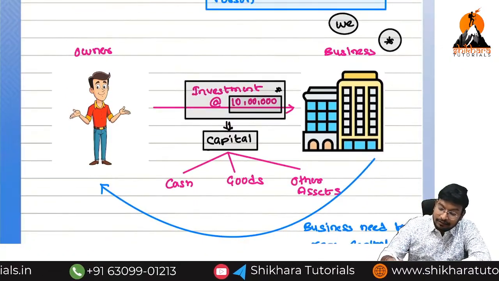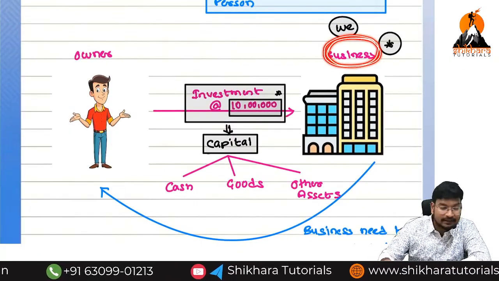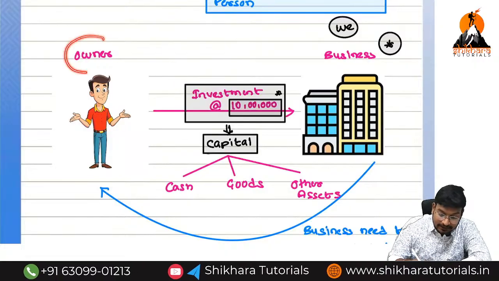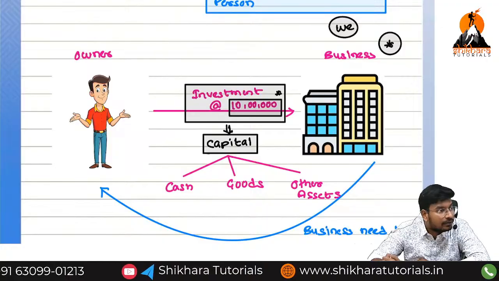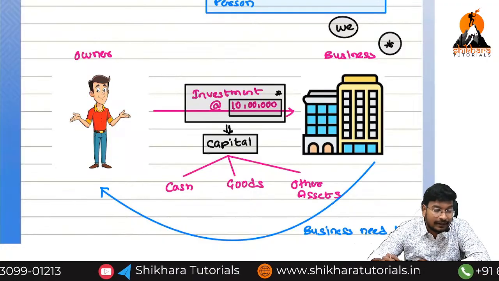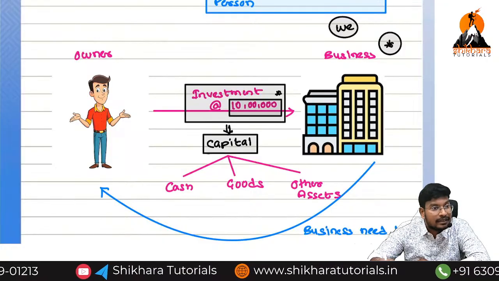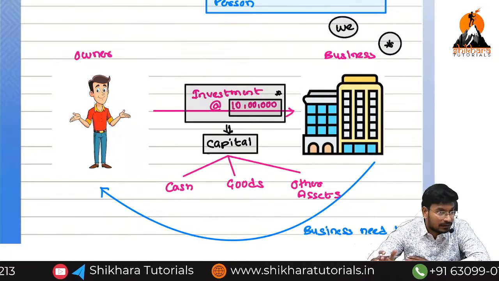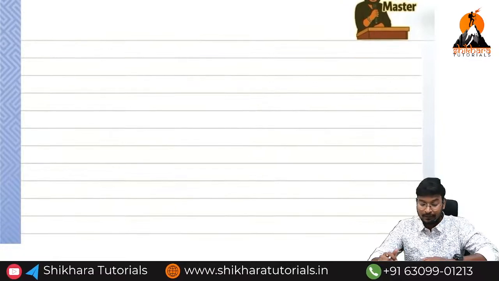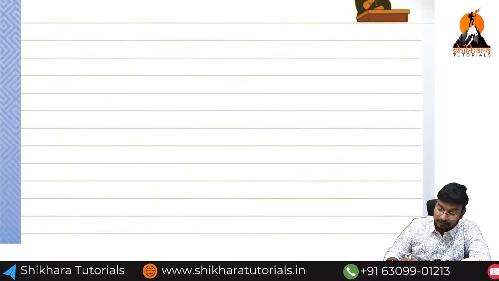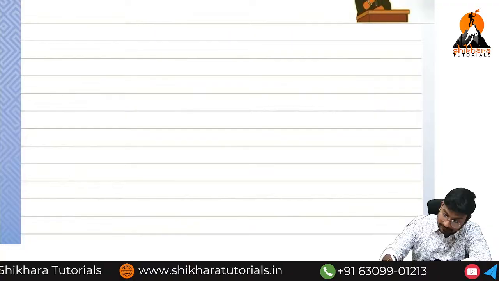So what is the meaning of business, sir? Okay, you are asking about the business. You understand the concept of owner. Owner means nothing but proprietor. We can call it proprietor. Any person who has started the business is called the owner. Next, we are going to discuss the meaning of business.